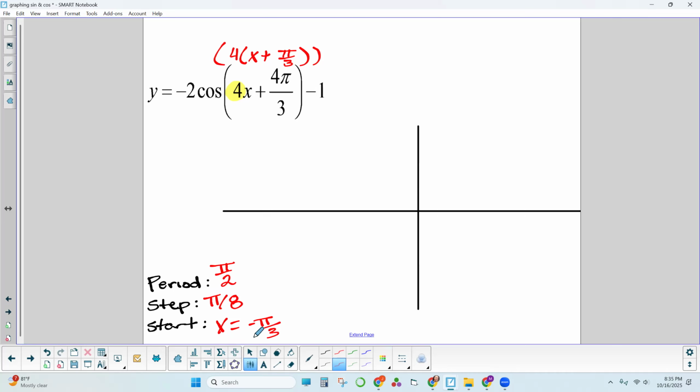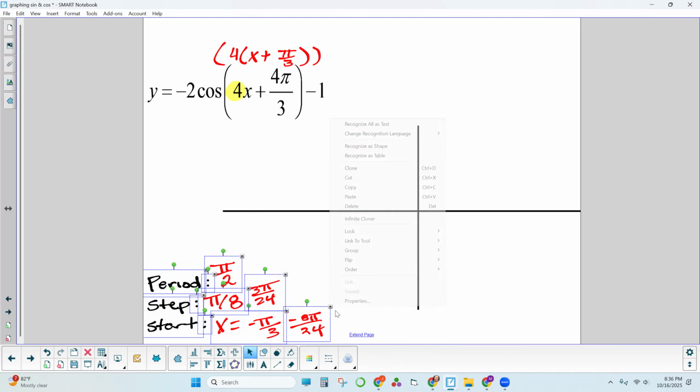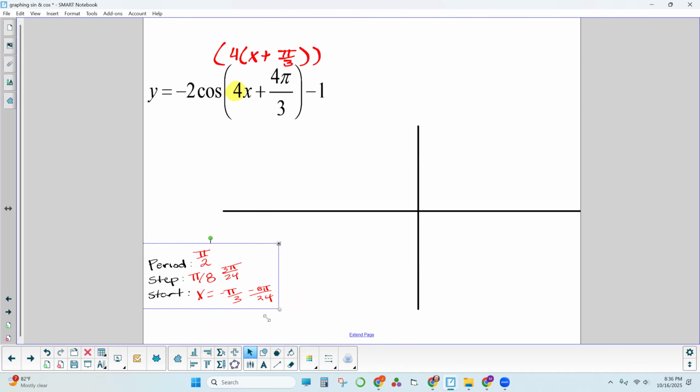Like I've said previously, in graphing these kinds of functions, you want your step and your start to have a common denominator. So the common denominator there is 24. So I'm going to change that to 3 pi over 24 and negative 8 pi over 24. Now I have a common denominator, and it's going to make graphing this a lot easier. I'm just going to shrink this down a little bit.